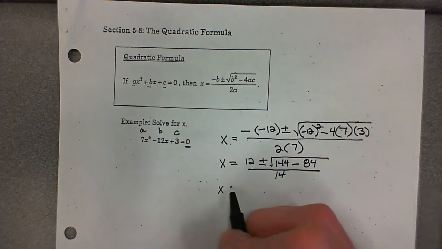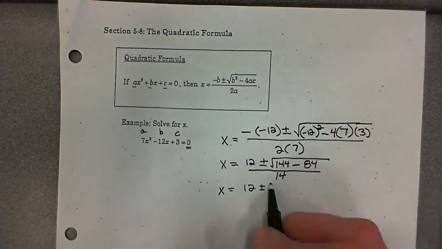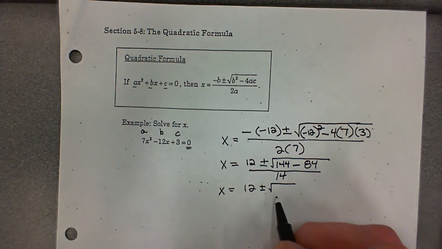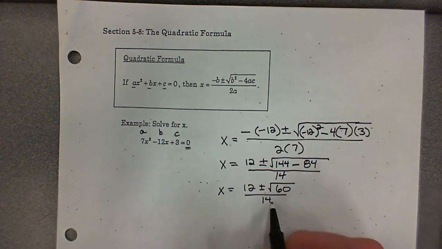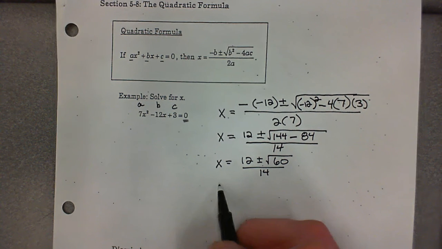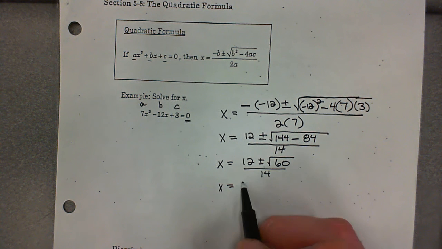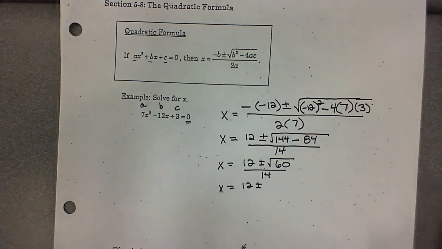Okay, now we can reduce this fraction some more. We've got 12 plus or minus the square root of 144 minus 84, which is 60. That's all over 14. Now we need to reduce the square root. So x equals 12 plus or minus.